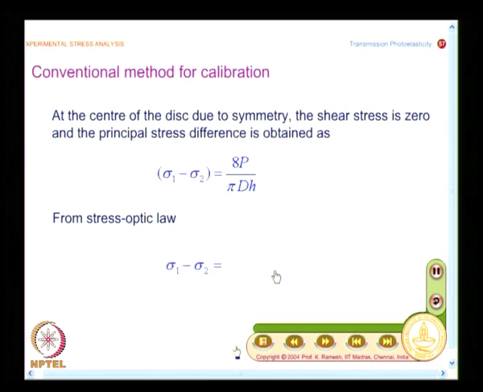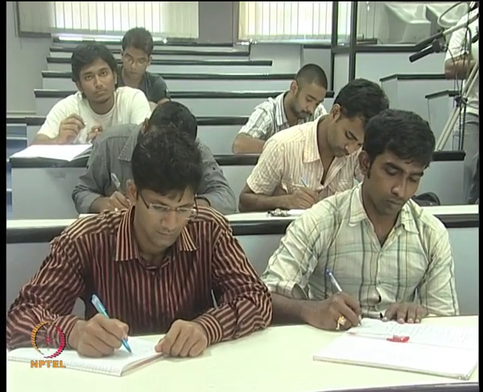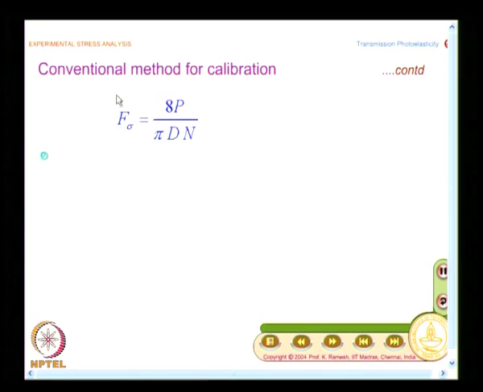And this is what I said, the stress optic law gives you n f sigma by h, this we have written it earlier. And now, combining these two expressions, I get an expression for f sigma as, what is the famous relationship, what is it that you are getting? You work it out yourself, it is very simple, and what you get here is 8 p by pi d n.